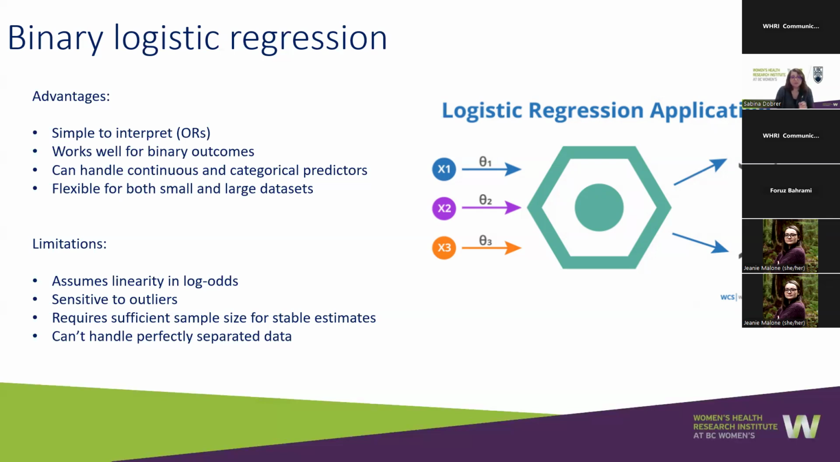And limitations, of course: our main assumption is linearity of log odds. As with any regression, linear or others, it's sensitive to outliers. And for linear regression, sensitivity to outliers can mean heteroscedasticity, change of variance. If you have several outliers, it will draw your variance up. And it cannot handle perfectly separated data.